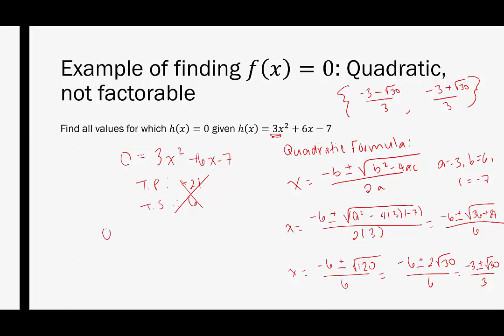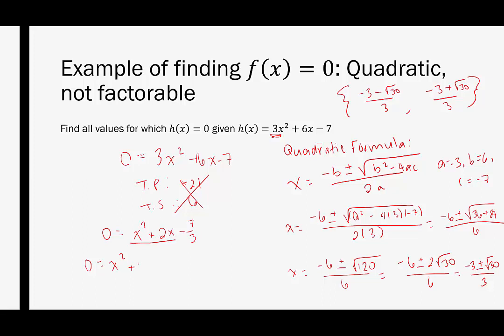So dividing 0 by 3 will give us 0. Then we divide by 3, we get x squared. Here we divide by 3, we get 2x. 7 divided by 3 is 7/3. I'm going to keep it an improper fraction. Now to complete this, so this is 2/3 of a perfect square.